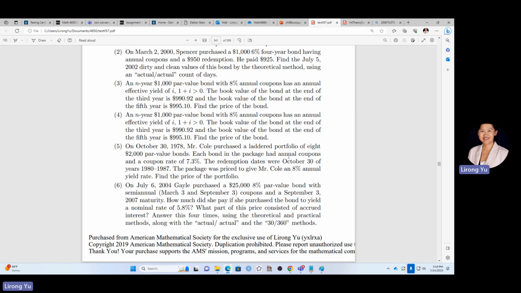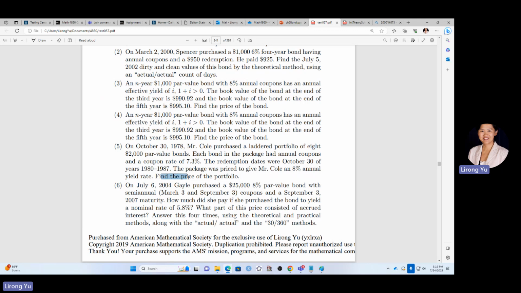Each bond in the package has an annual coupon with a coupon rate of 7.3%. So if you take the 7.3% with the 2000, you get 146. So there's an annual coupon of 146, and the last payment should be $2,000 at expiration. The redemption dates were October 30 of each year, starting 1980 to 1987. The package was priced to give Mr. Cohen an 8% annual yield rate.